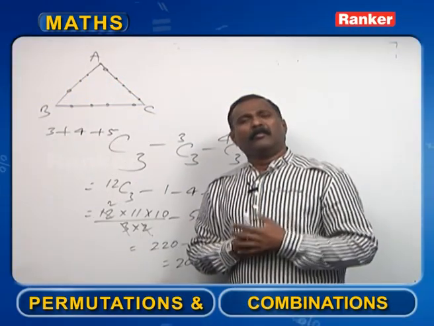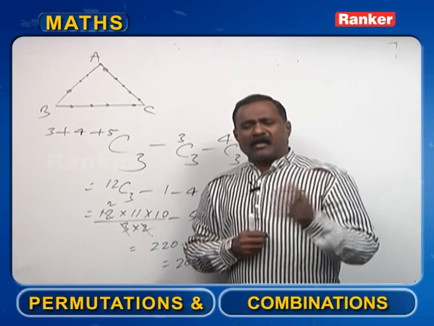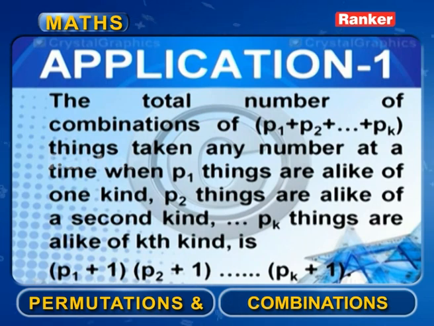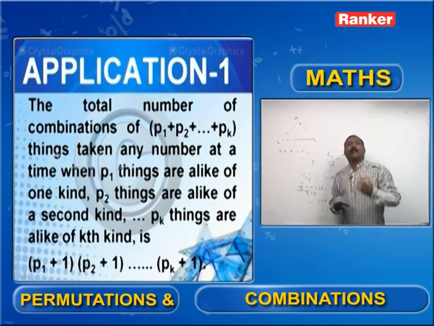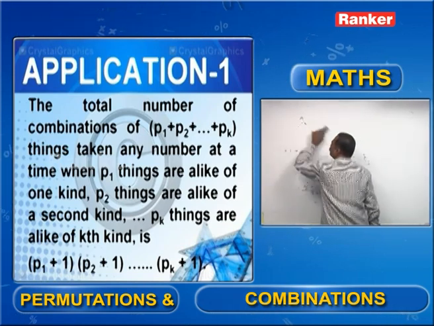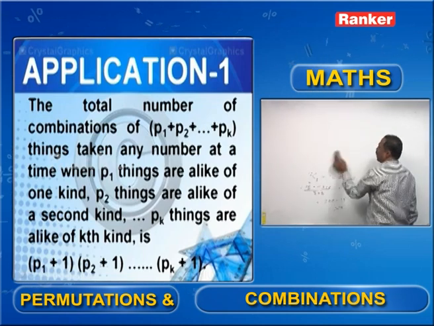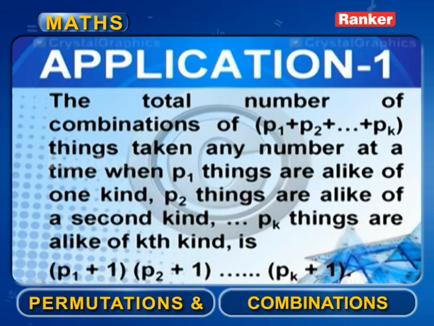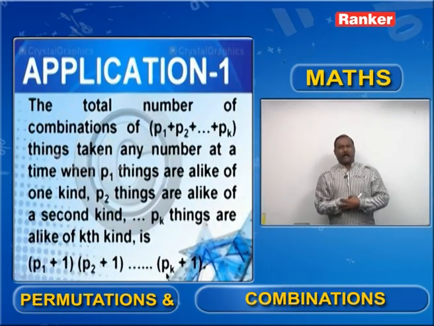Now, we have more and more to discuss in combinations. Among them, I have taken the first application. I have named it an application just for the sake of covering all the applications. Let us take this as application 1. What is application 1? You can go through the slide there. The total number of combinations of P1 plus P2 plus so on plus Pk things taken any number at a time, when P1 things are alike of one kind, P2 things are alike of the second kind, and so on, Pk things are alike of the kth kind, is (P1 plus 1) into (P2 plus 1) into so on, (Pk plus 1).